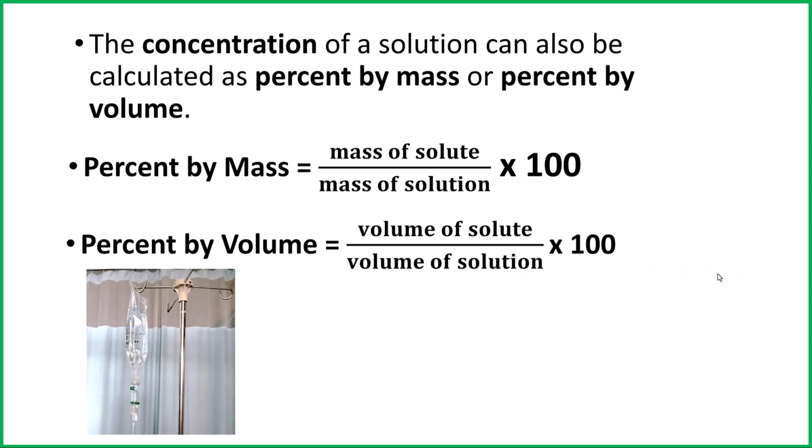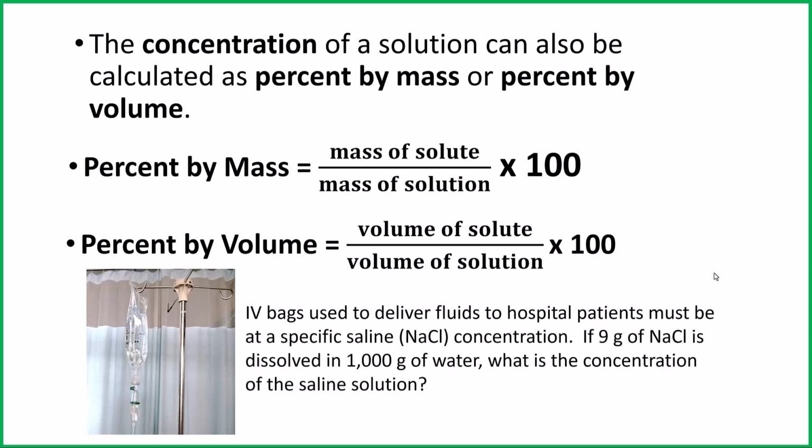So let's do a percent by mass example problem. IV bags used to deliver fluids to hospital patients must be at a specific saline or NaCl concentration. If 9 grams of NaCl is dissolved in 1,000 grams of water, what is the concentration of the saline solution?